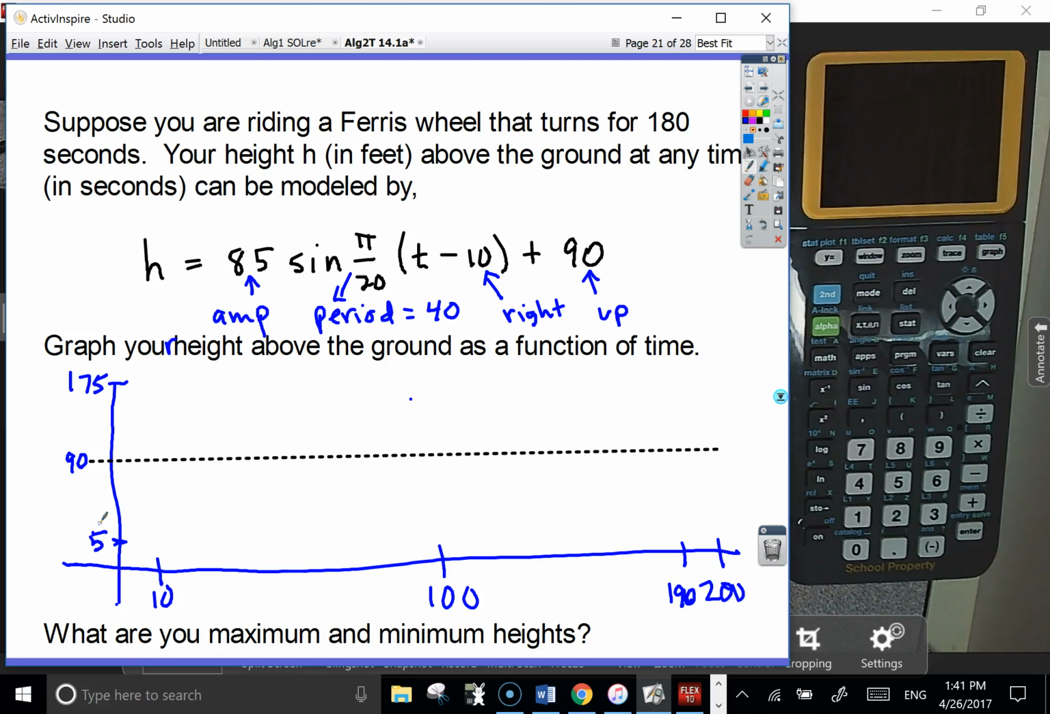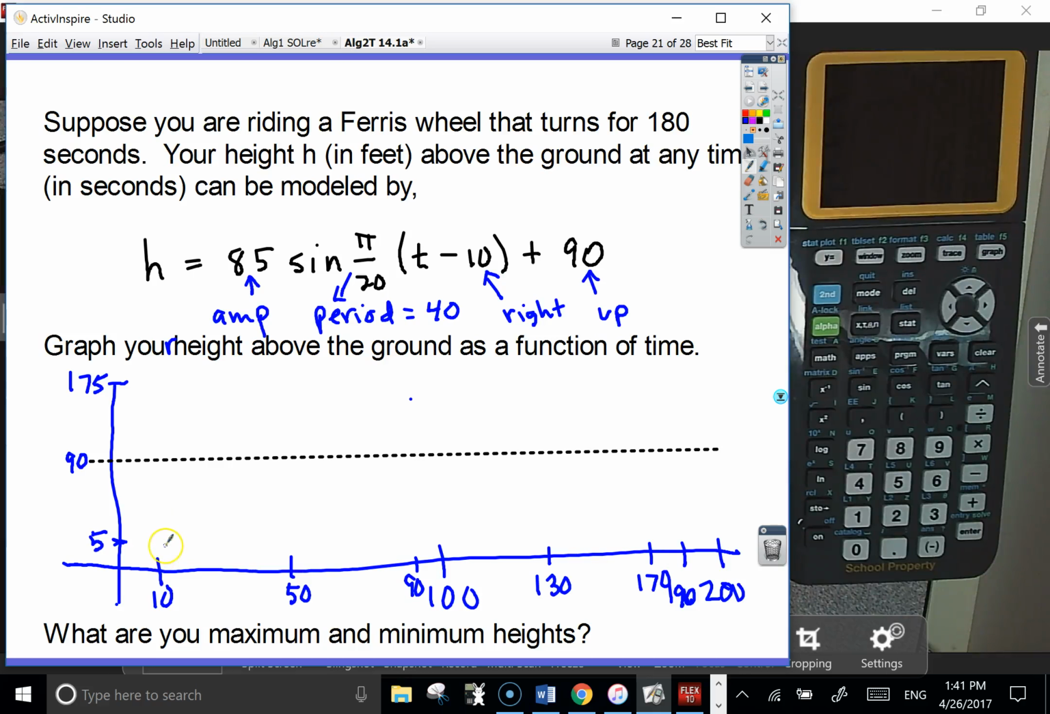Okay, the period is 40, so it should go from 10 to 50 is 1. To 90 is 1, to 130 is 1, to 170 is another. Might have helped to have a better drawn graph.